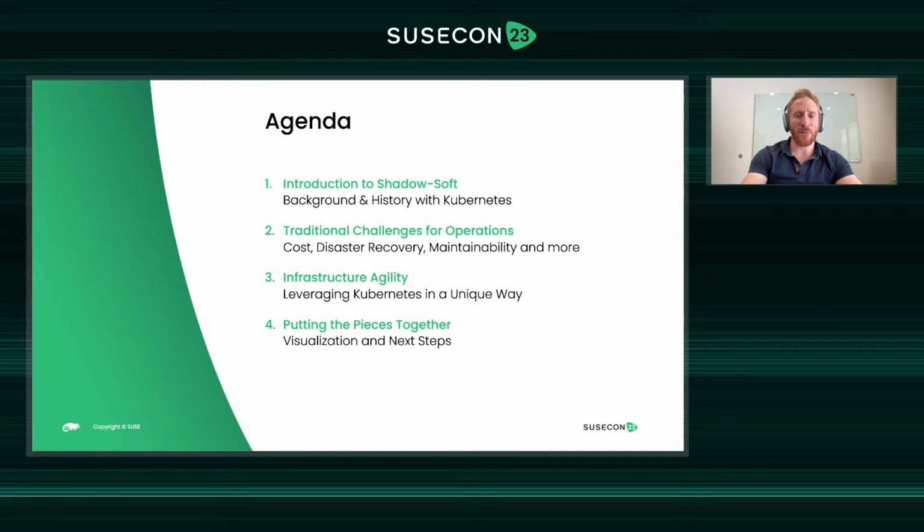Before we get started, I'm going to do a brief introduction to Shadowsoft, who we are as a company, a little bit of background and history for where this talk came from. We're going to walk through the traditional challenges for operations and how that's led to the evolving change of Kubernetes. We're going to talk about infrastructure agility as a concept, and then putting some of the pieces together to make this potential use case into a real reality.